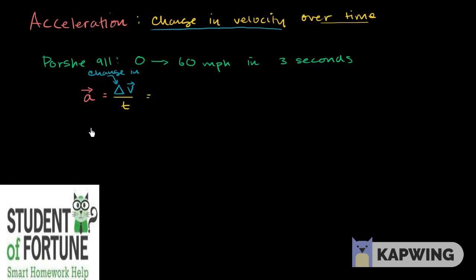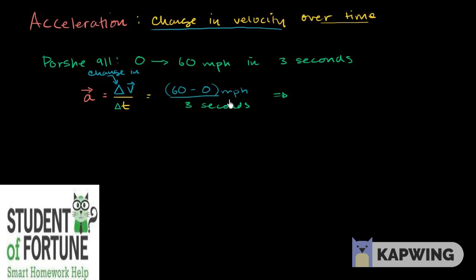So what's our change in velocity? Our final velocity is 60 miles per hour. And our original velocity was 0 miles per hour. So it's 60 minus 0 miles per hour. And then what is our time? Well, our time, or we could even say our change in time, is 3 seconds. So this gives us 20 miles per hour per second.